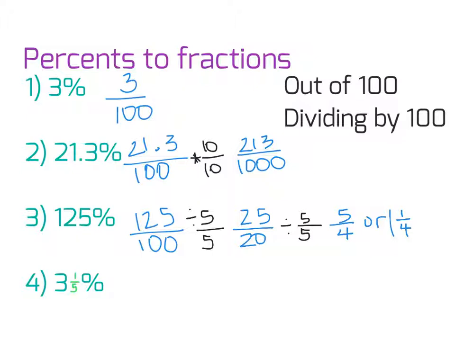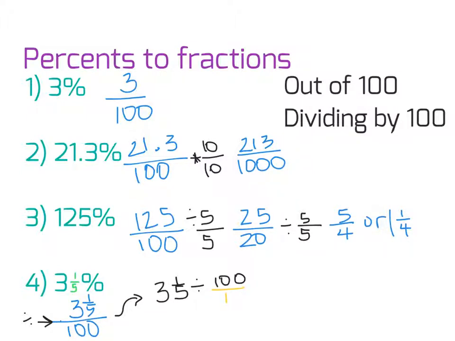The last one looks kind of tricky, looks kind of crazy, but it's not too bad. So we have 3 1/5%. Now we know 3 1/5% is just like saying 3 1/5 out of 100. We also know that this fraction sign right there is another way of writing a division problem. So if I go ahead and I set this up as a division problem, I have 3 1/5 divided by 100. Remember, you can take that 100 and make it into a fraction by just writing 100 over 1.